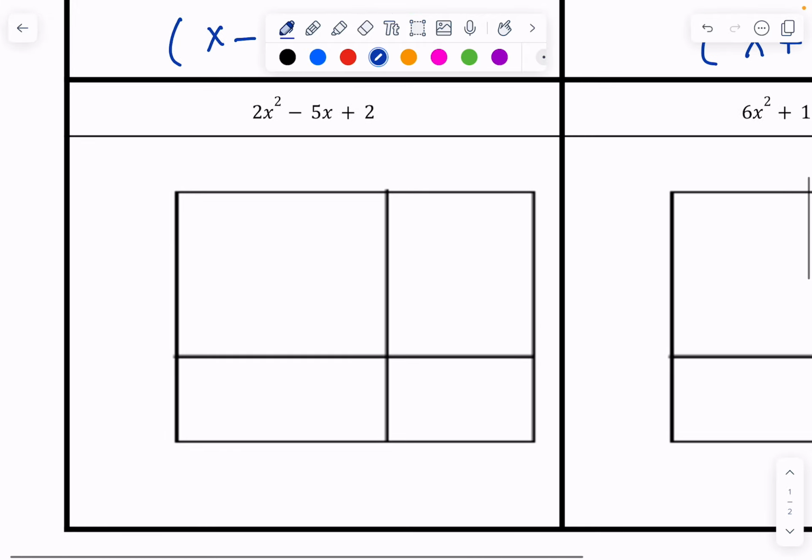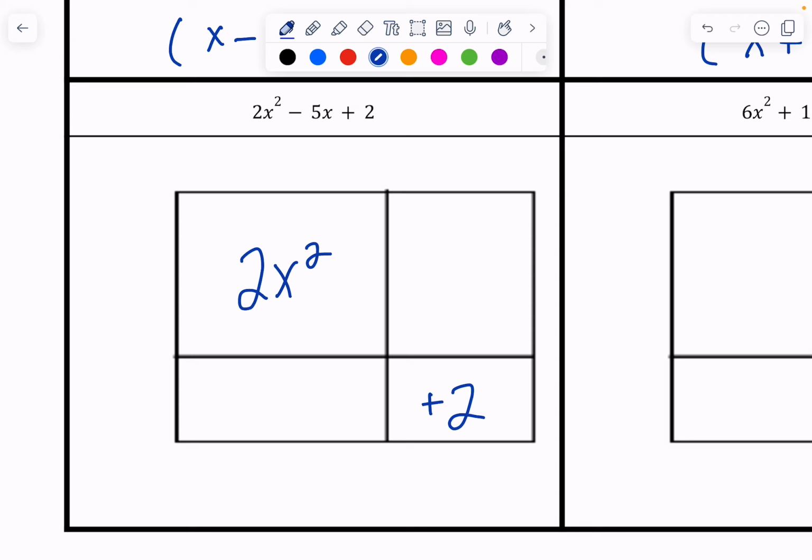All right, we're continuing on. Here we do have a 2x squared, and we're going to have a plus 2 here. So when we have this 2x squared, it's going to affect our boxes a little bit. So we're not going to be doing x times x. We're going to be doing 2x times x. You could also flip it and do 2x and x. You could flip these, it doesn't matter.